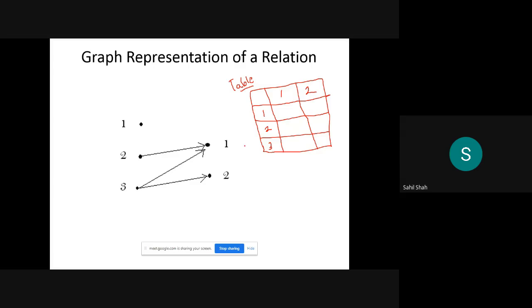So 2 to 1 is present, so I will say tick. That means this pair is present. Then 3 to 1 is present, I will mark a tick. 3 to 2 is present, yes. And for the remaining, you can cross or you can keep it blank. Both the options are possible. Cross means that particular pair is not present. So these are the 3 formats in which you can represent a given binary relation.